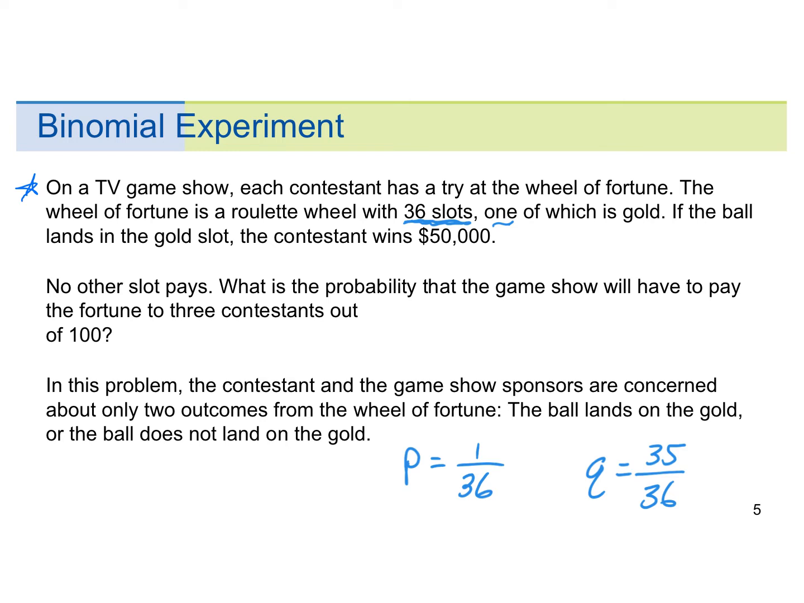$50,000. So our question at hand: what is the probability the game show will have to pay the fortune to 3 contestants out of 100? Well, guess what? N is 100. Remember, the total number of whatever's happening, in this case, contestants. And r, everybody, is our desired outcome. We want to know what happens if 3 people win.